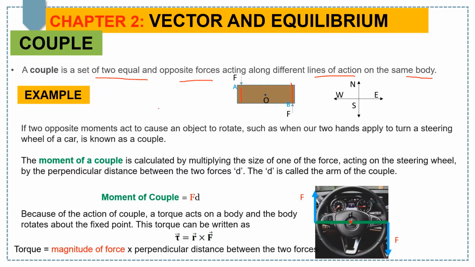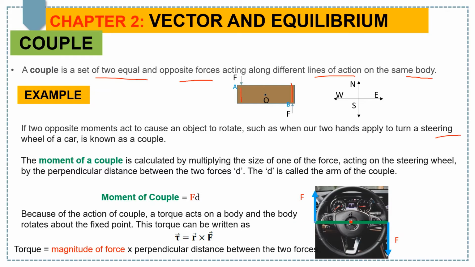Now, let's take an example of a steering wheel of a car, as you can see in this figure. When two opposite moments act to cause an object to rotate, such as we already discussed in the table case, now we want to discuss by taking the example of a steering wheel. And when we want to turn the car, we apply forces at two different places on the steering wheel, and that we are doing by using our hands.